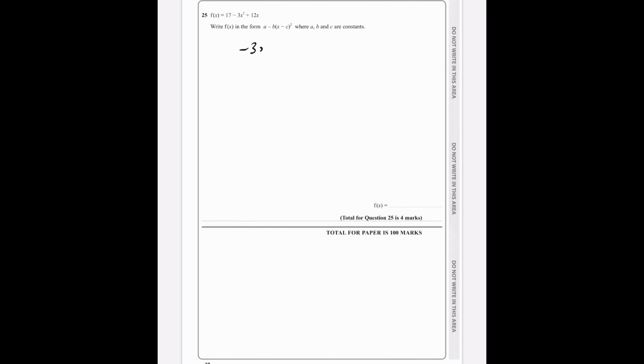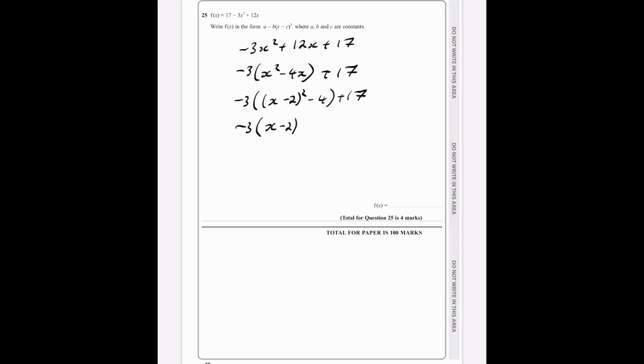Question 25 is completing the square. This time, just got to be careful with the negative. I'm going to write the quadratic in descending powers of x, factorize out the minus 3 from the first bit, just being careful with the minus in there. So minus 3 lots of x squared minus 4x plus 17. Complete the square with x squared minus 4x, and then expand it out. And then lastly, collect the 12 and the 17.